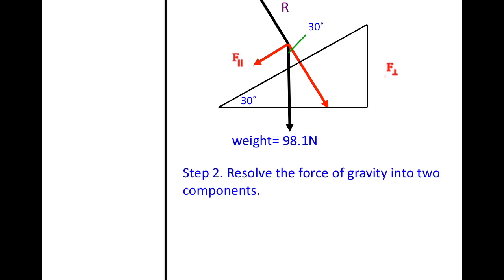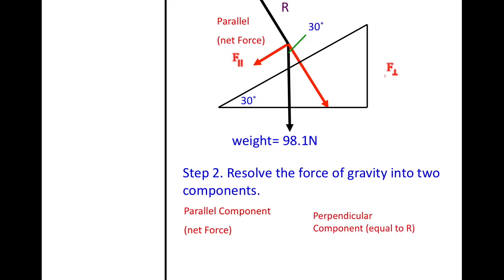Step 2 is to resolve the force of gravity into two components. So we mentioned that there is a parallel component, which is also known as the net force. And then there is the perpendicular component, which is equal to R. It is in the opposite direction of R, and these two are exactly the same value. So what you want to do is just draw this line right here connecting this perpendicular component with that of the weight of the object.